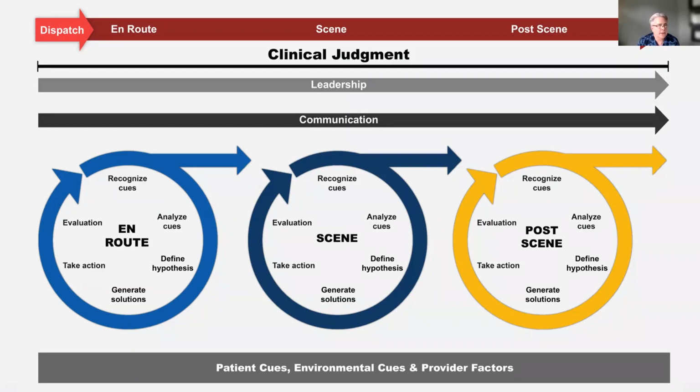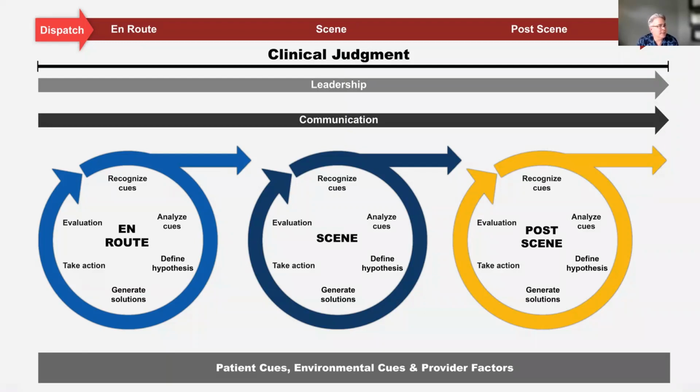Clinical judgment also encompasses that role of leadership, leading the scene and leading the team to take care of a patient. And it also involves communication, communicating with lots of people: with the patient, with our peers on scene, with the hospital, with doctors, with bystanders, or whoever else is on a given scene. So clinical judgment is 3 things: decision-making and reasoning, leadership, and communication.